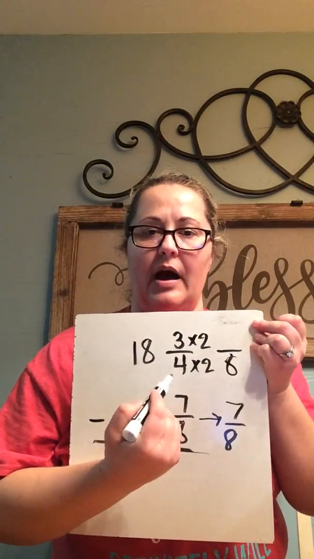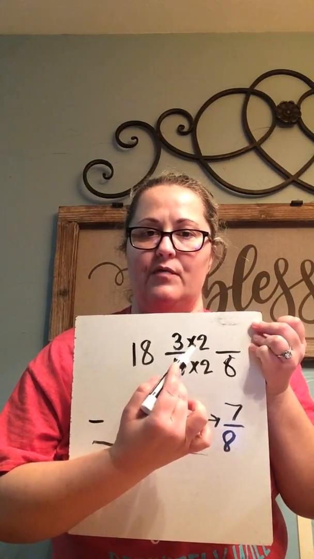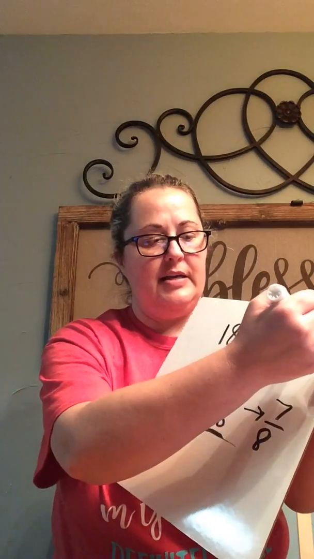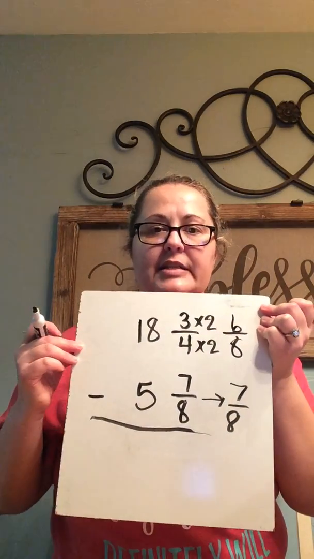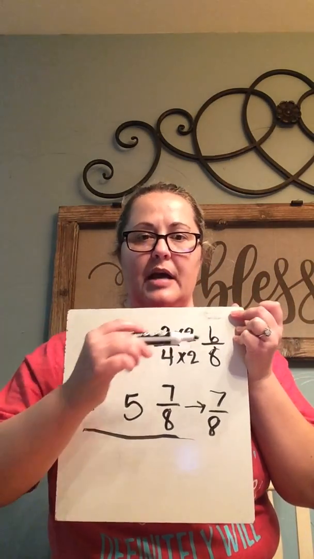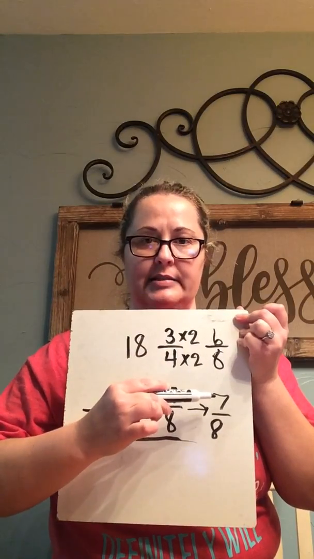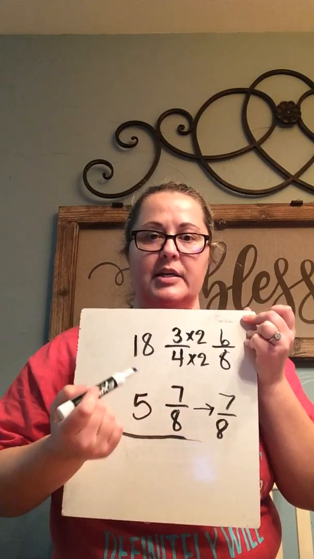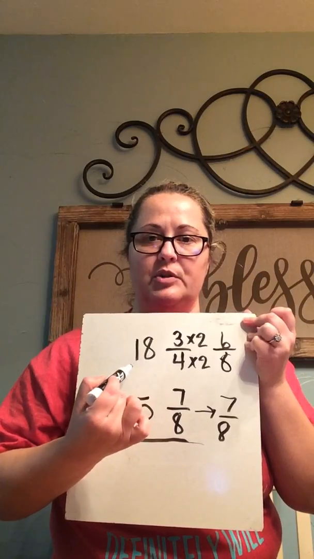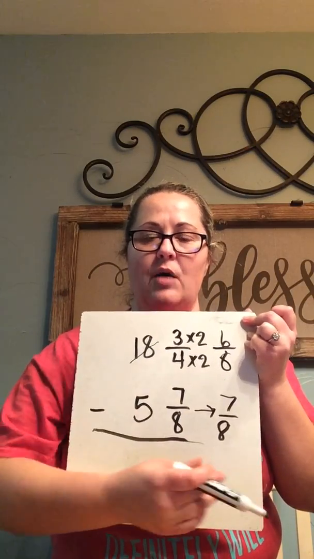Okay? So I have 4 times 2 is 8, and I'm going to have 3 times 2, and that's going to be 6. Now, we run into the same issue we had a second ago. We see that 6 minus 7 is not going to work. So we're going to come over to this 18 here, to our whole number, and we're going to mark it out, and we're going to borrow 1.